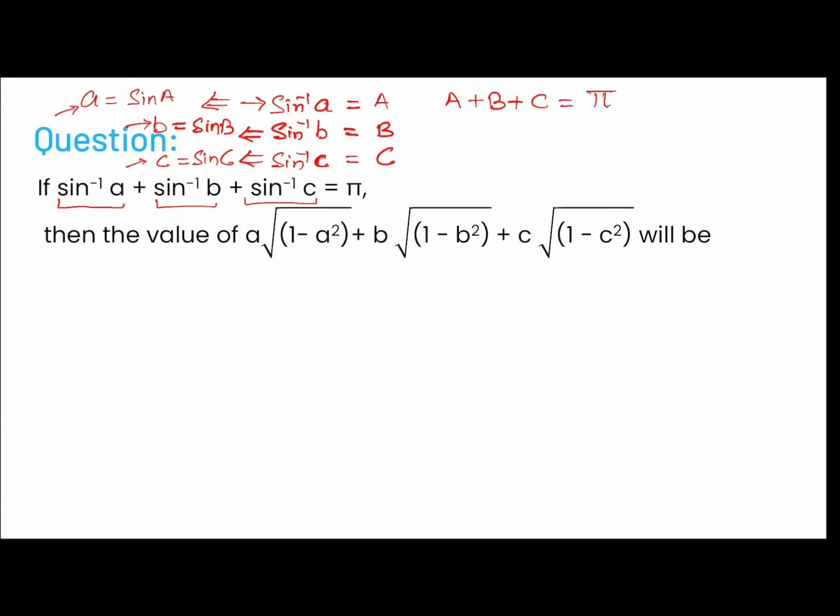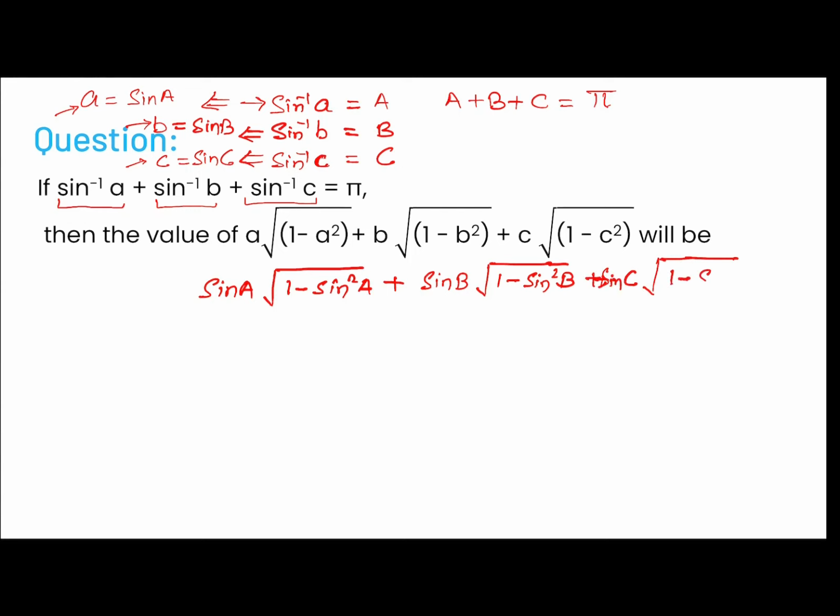If we put these values here, then what we have written is sin of A root under 1 minus sin square A, plus sin of B then root under 1 minus sin square B, then sin of C and root under 1 minus sin square C. So this is sin A into, what we can write as 1 minus sin square A is root under cos square A, so cos A, sin B into cos B, and sin C into cos C.